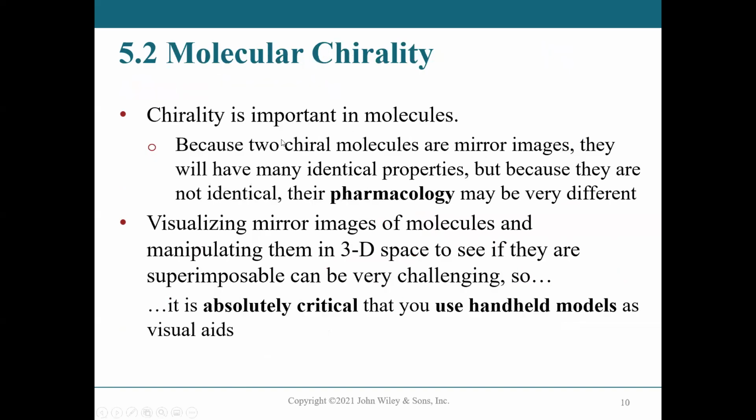So chirality is important in molecules because two chiral molecules are mirror images. The reason they're important is because of the pharmacological difference: something might be active in the S form, or something might be active in the R form.